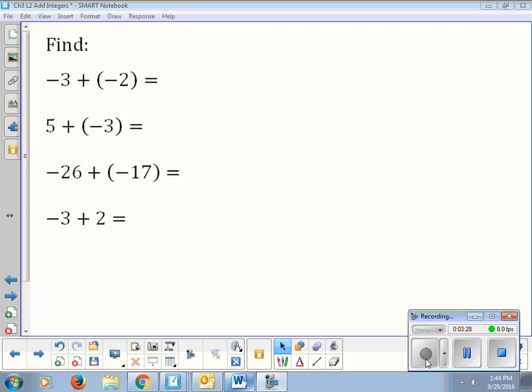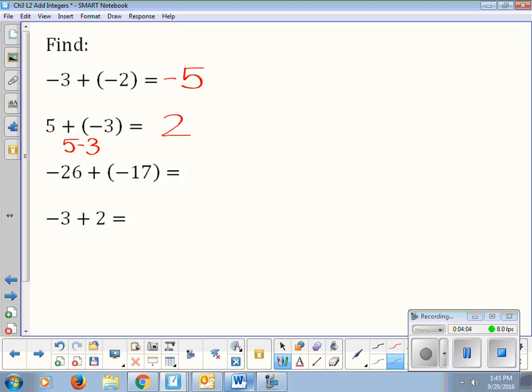So, if we go over these examples together, the first one, we are adding, and do we have the same sign or different signs? Same signs, so we're going to add and keep our sign. What is 3 plus 2? 5, and we're going to keep a negative sign. It's -5. For the second one, 5 plus -3, same signs or different signs? Different signs means we subtract. What's 5 minus 3? 2. Keep the sign of the bigger number. Which one's bigger? 5, so it's the same, positive.